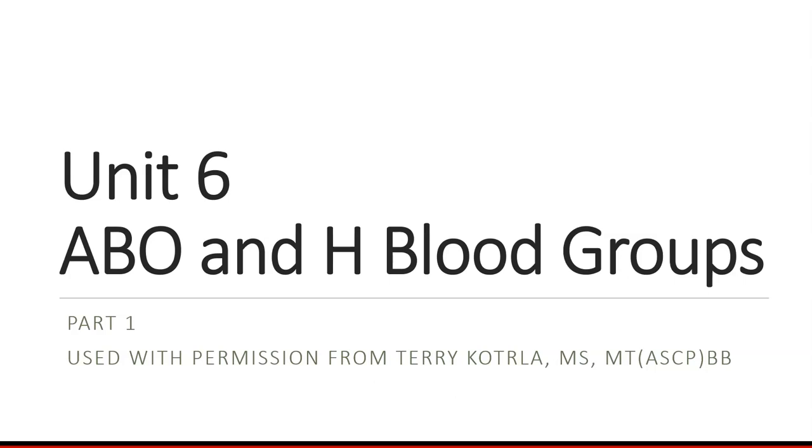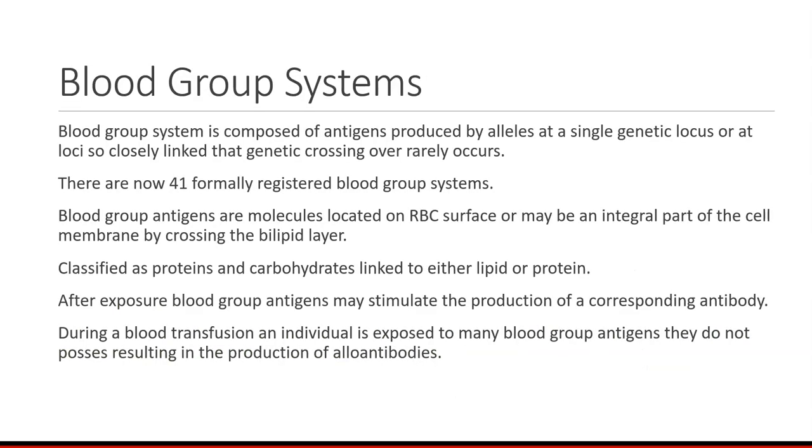In Unit 6, we will discuss the ABO and H blood group systems. A blood group system is composed of antigens produced by alleles at a single genetic locus or at loci so closely linked that genetic crossing over rarely occurs. There are now 41 formally registered blood group systems. Your textbook has a few less, but that's because since publication, additional blood group systems have been discovered.